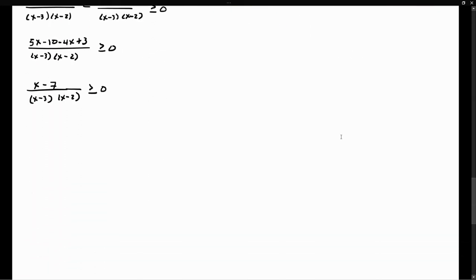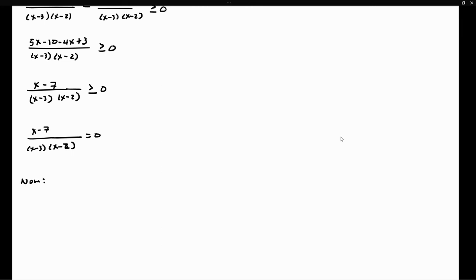The first thing that I want to do is set the inequality as an equality, equal to 0. Now, let me take my numerator and my denominator and see when they are equal to 0. So x minus 7 equal to 0. So it is 0 when x is 7. And for my denominator, x minus 3 equal to 0 and x minus 2 equal to 0. So therefore, I have x equals 3 and x equals 2.